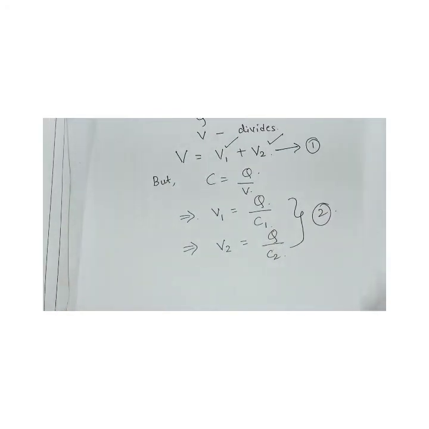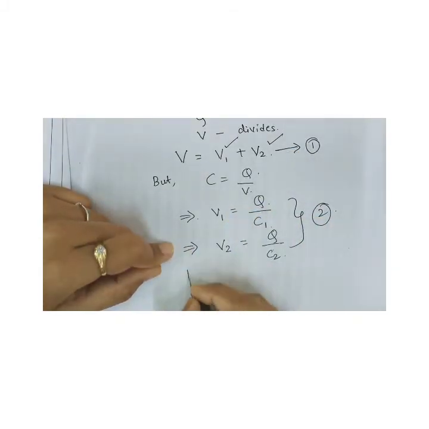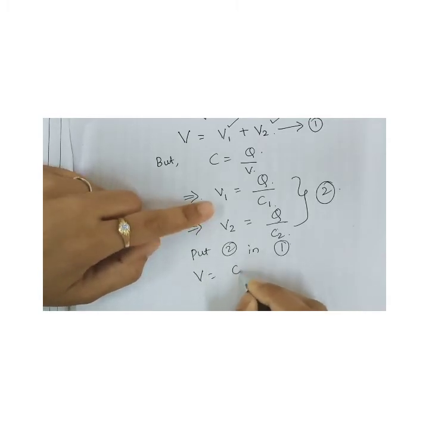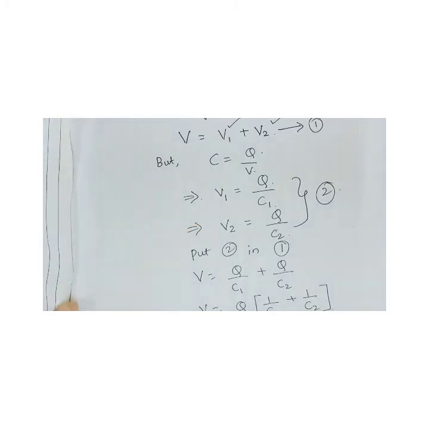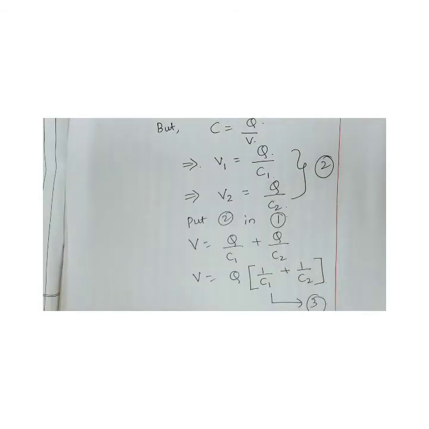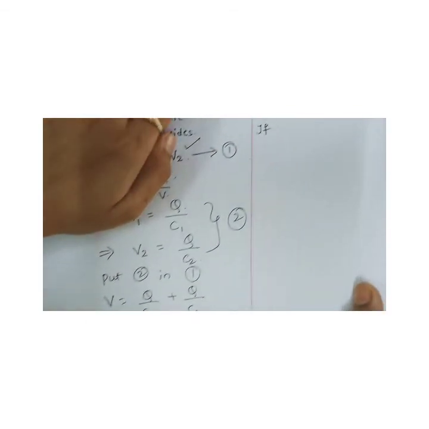Now, can I put these V1 and V2 values from equation 2 into equation 1? This is a very simple derivation. I can say V equals Q by C1 plus Q by C2. Therefore V equals Q, taking it as common, and I am left with 1 by C1 plus 1 by C2. Now, I hope you can observe what I write here.